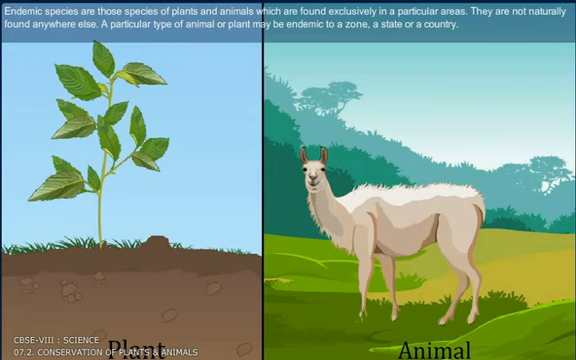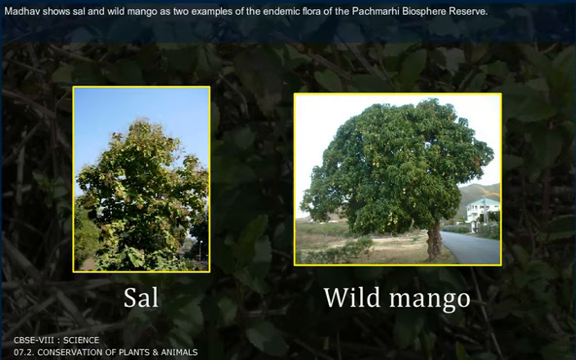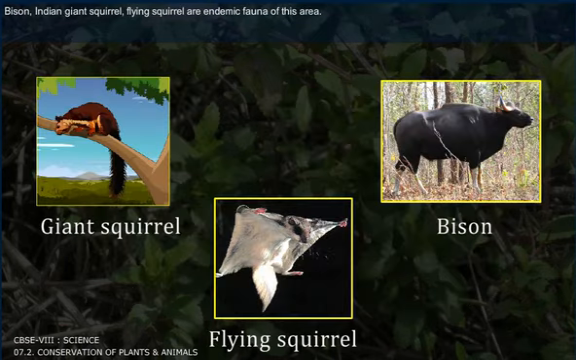Endemic species are those species of plants and animals which are found exclusively in particular areas. They are not naturally found anywhere else. A particular type of animal or plant may be endemic to a zone, a state, or a country. Madhav shows sal and wild mango as two examples of the endemic flora of the Pachmadi Biosphere Reserve. Bison, Indian giant squirrel, and flying squirrel are endemic fauna of this area.